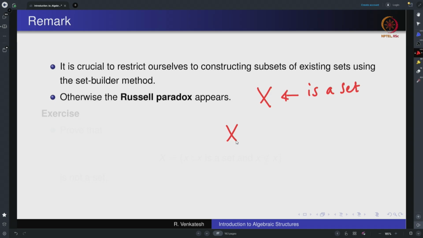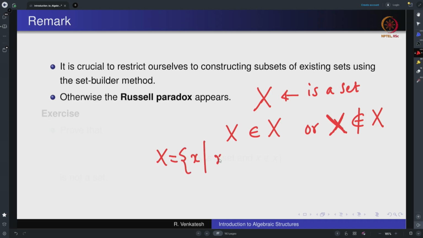That means either we will have X is part of X or X is not part of X. I am talking about this capital X, which is defined as those x such that x is a set and x is not an element of x, and we are asking whether this capital X is again part of this collection or not.